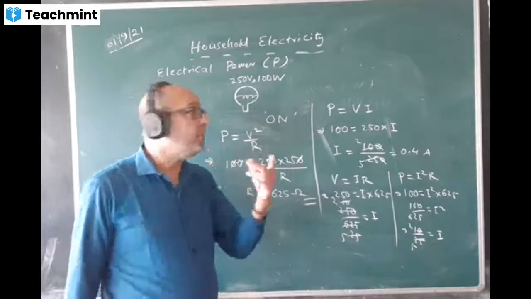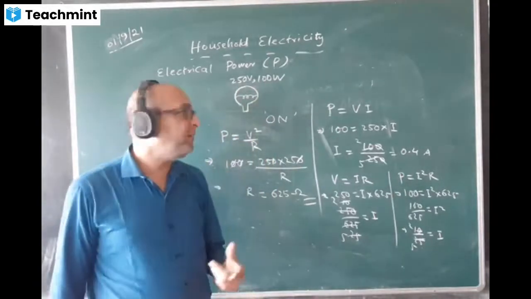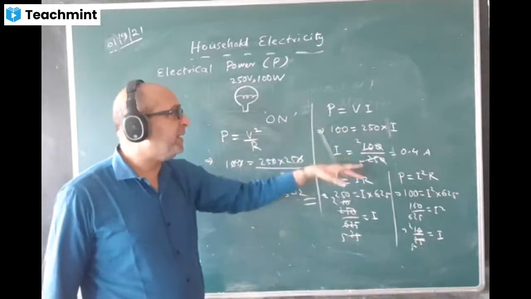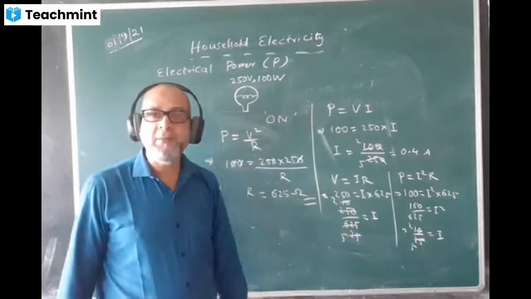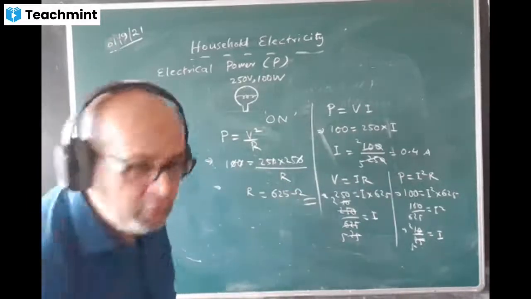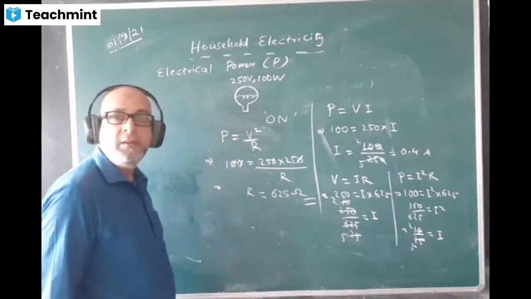But I am saying from this direct information, how can we calculate the value of current directly? The direct, simple formula will go, P equal to VI and then we have the answer. Understood? Yes.